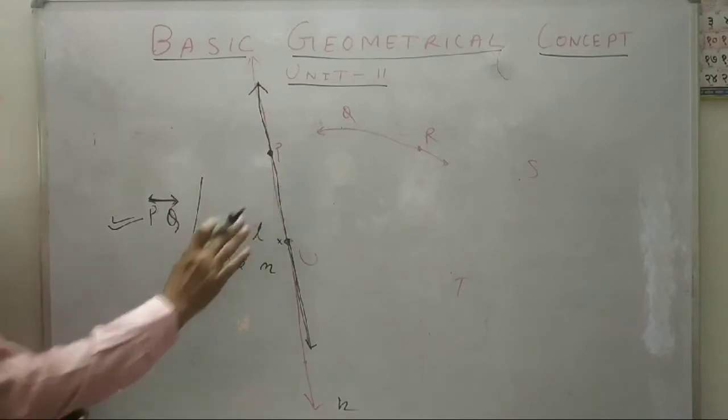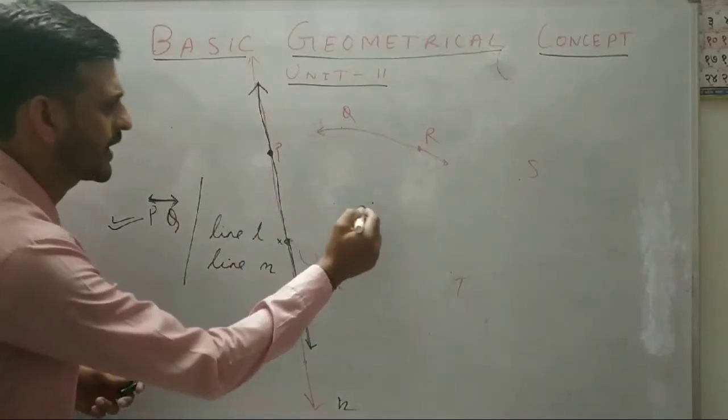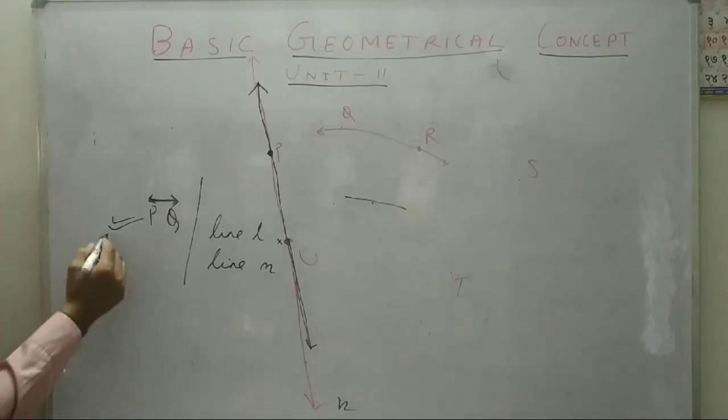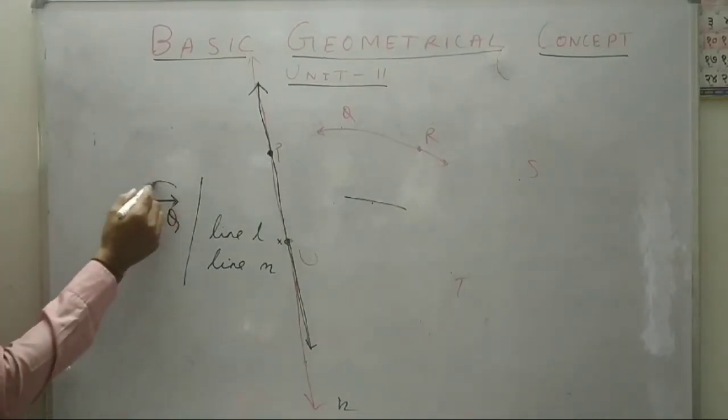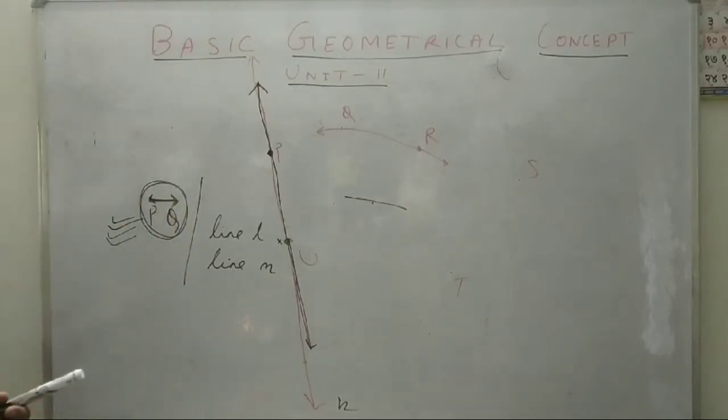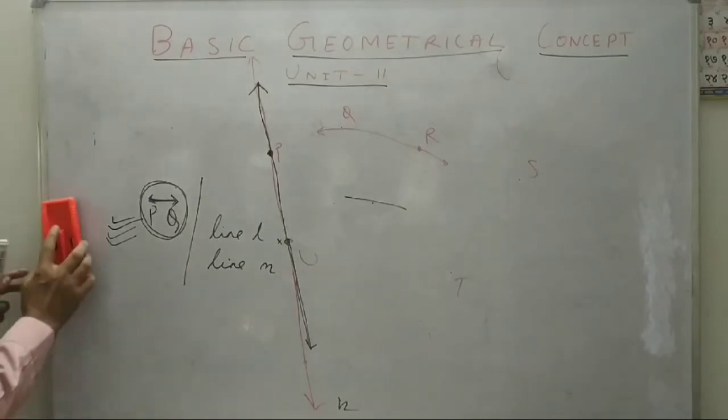And a line does not have thickness, because the point does not have any thickness, then why should the line have? Then a line is represented by this type of symbol. Look, always remember this type of symbol represents a line. Then let us go for the next part.